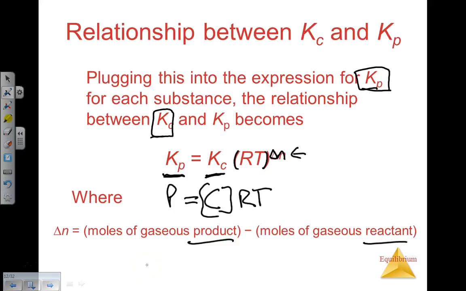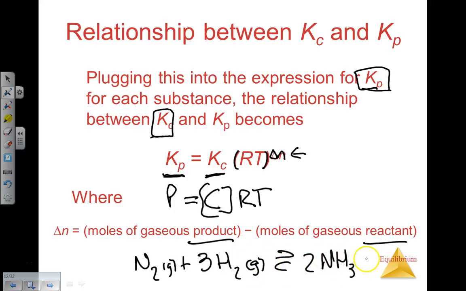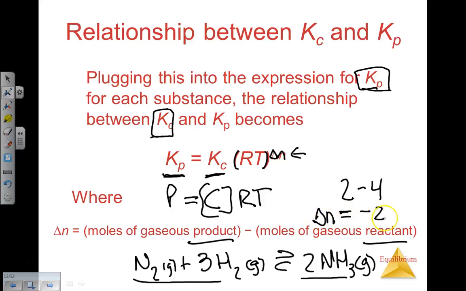So if you have our good old reaction, the Haber process, N2 plus 3H2, both gases, in equilibrium with 2NH3 gas, what is the change in the number of moles? We have 2 moles of product minus 4 moles of reactant, because 1 plus 3 is 4. So this gives us 2 minus 4, so delta n in this case equals -2.